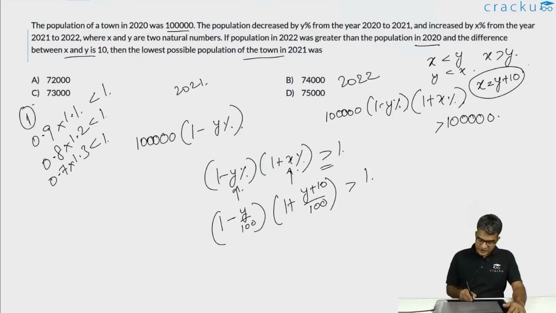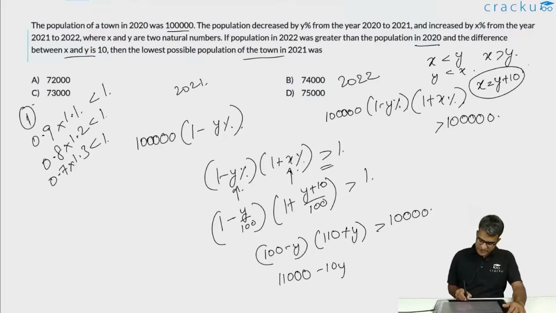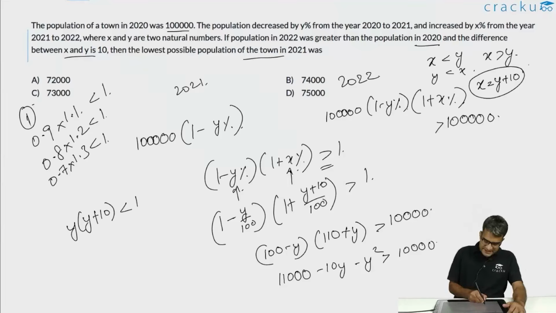If you are simplifying this, you are going to get 100 minus y into 110 plus y is greater than 10,000. Simplifying this, this is 11,000 minus 10y minus y square is greater than 10,000. Or the value of y into y plus 10 is less than 1000. This is the inequality that we have.